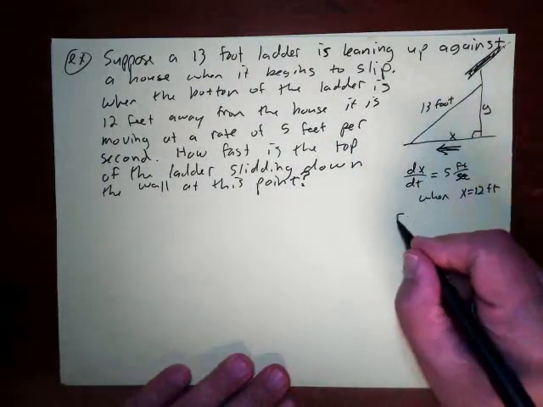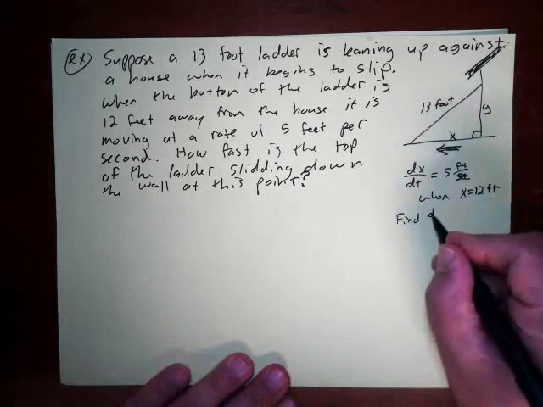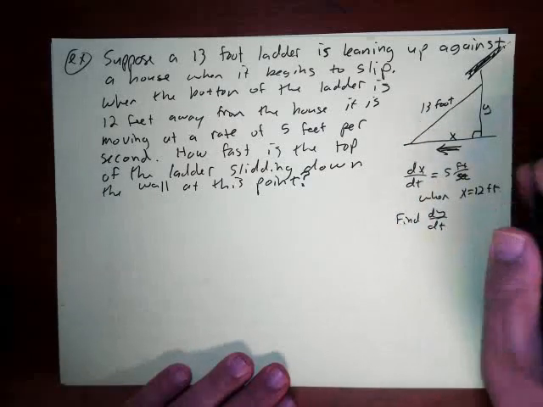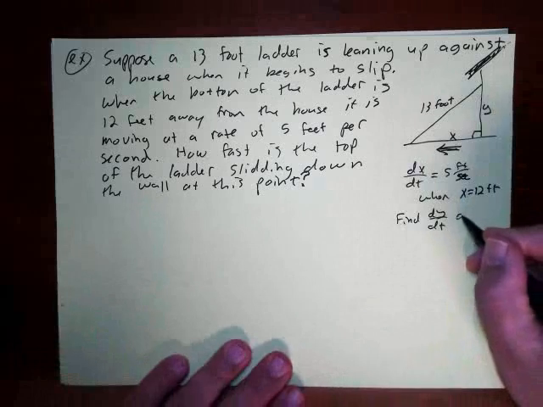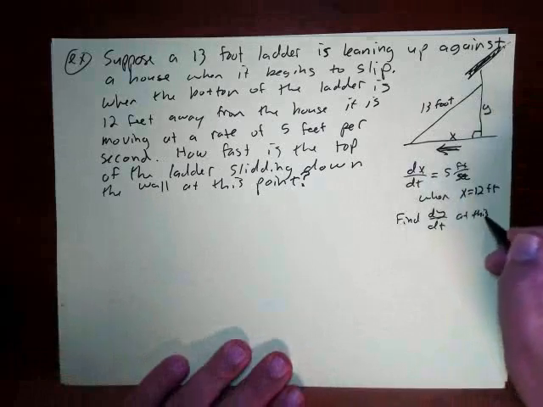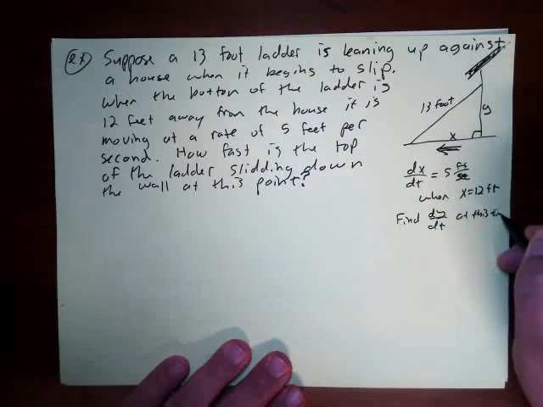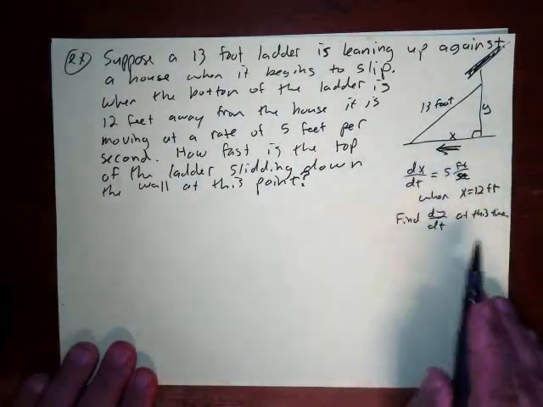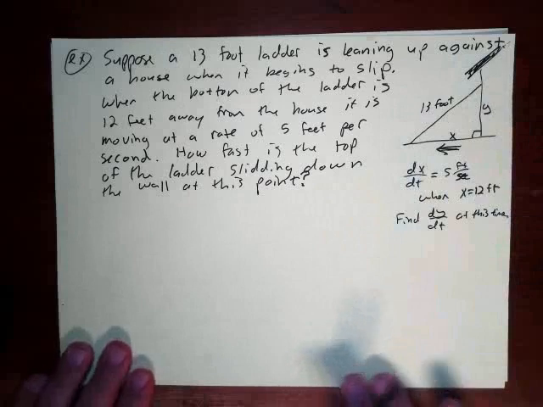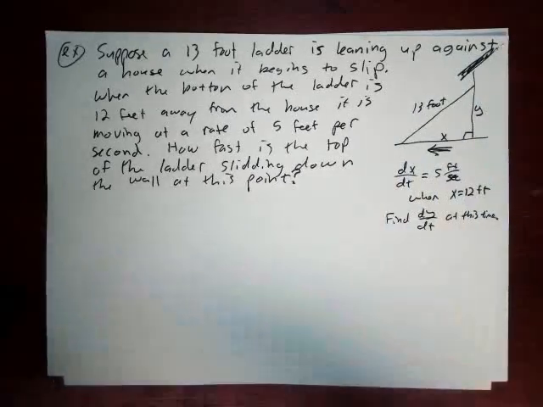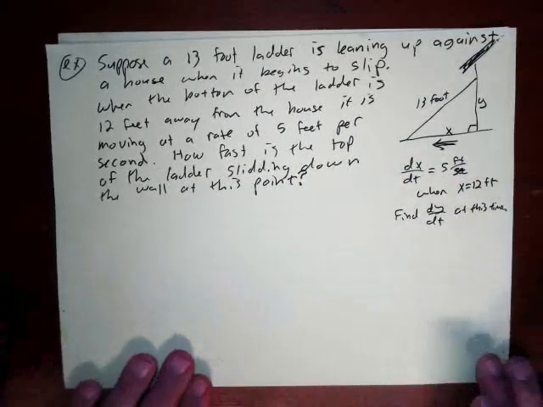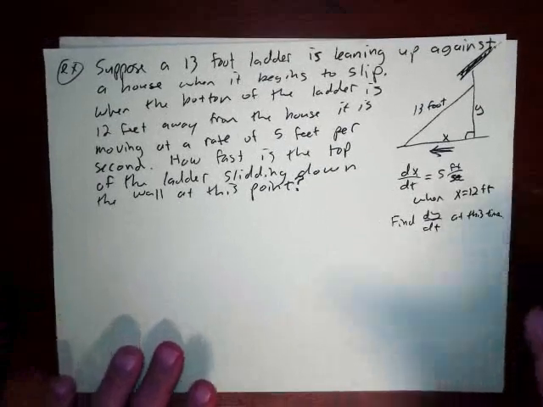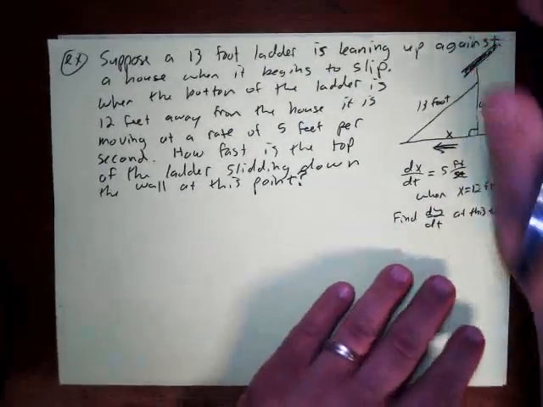Okay, and that's what it wants us to find. It wants us to find dy/dt at this time, right? Okay, so if this is the rate that it's sliding away from the house, then what is the rate that it's sliding down the house? Okay, that's the idea.